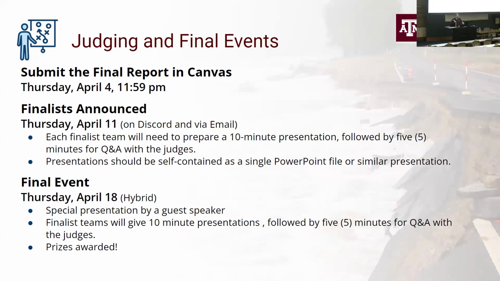Through Canvas. We will then announce the finalists. And the finalists have to prepare a 10-minute presentation that we will give at the final event on Thursday, April 18th. This 10-minute presentation will go over what you've done and talk about how you did your project, what the impacts are, why anyone should care about it. And then there'll be about 5 minutes for Q&A from our retired judges. And then that night, we will announce the winners of the different prizes.